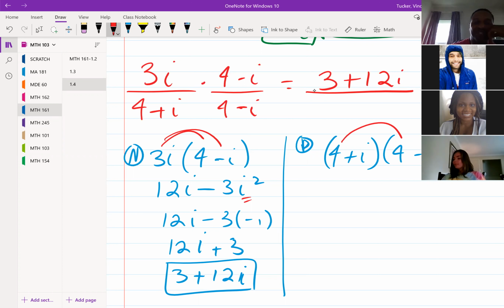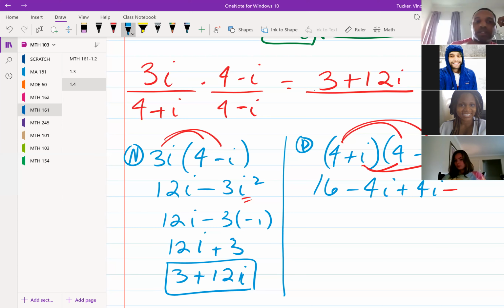So that's 4 times 4 gives us 16. 4 times negative i, negative 4i. i times 4, 4i. And positive i times negative i is negative i squared.